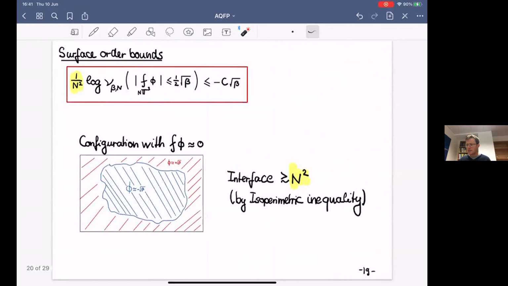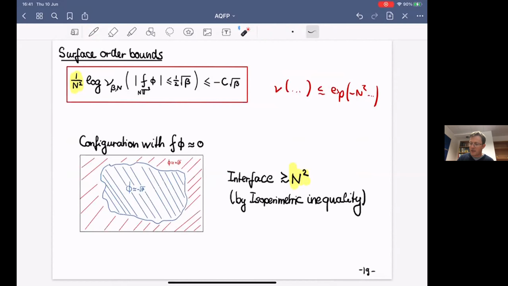Let me also say right away that, at least in terms of the n dependence, this is the correct order. So you have surface order bounds. If you want, let me just rewrite it without the log. It just means that the probability of this event behaves like e to the minus n squared times something, right? So it decays like e to the minus n squared. And this n squared factor is exactly what you would expect if you have this picture in your mind of how you can actually achieve such a configuration which has spin close to 0.